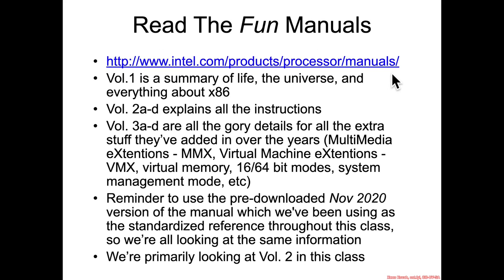Intel's manuals are available here. Volume 1 is a summary of life, the universe, and everything about x86. It's basically just overview type stuff. Volumes 2A through 2D explain all the various assembly instructions themselves, including all the assembly extensions. And in volumes 3A through 3D, this is where all the gory details about everything actually exist. So volume 1, summary, is good, but you really have to get into volume 3 before you really understand how stuff works. As a quick reminder, all the volume numbers and references are from the November 2019 version, which comes with this class, and we're primarily going to be looking at volume 2.